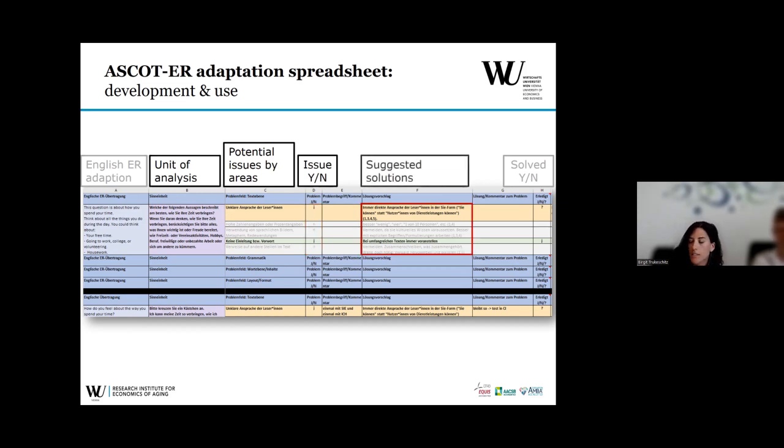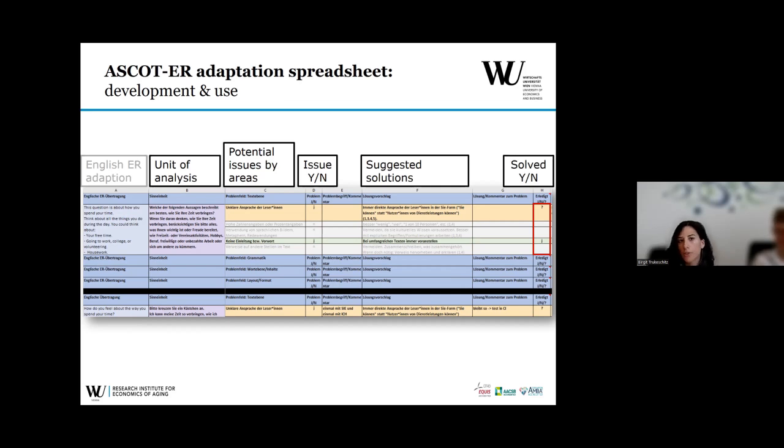Then we have a list of suggested solutions for each of these issues. We drew that from the literature. Then we revised the text according to these solutions. And then there was a column to just check whether the issue was solved or not. In cases where the issues couldn't be solved, we discussed that in the group.